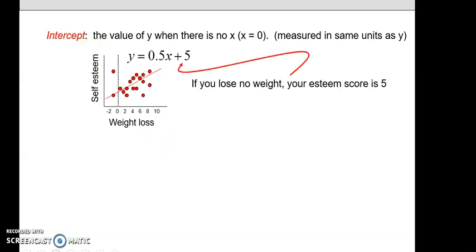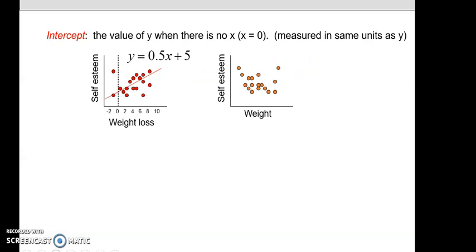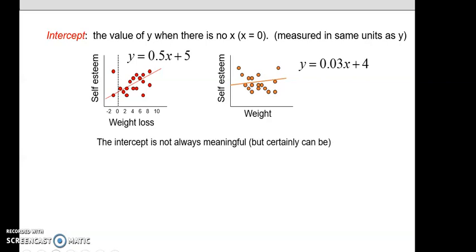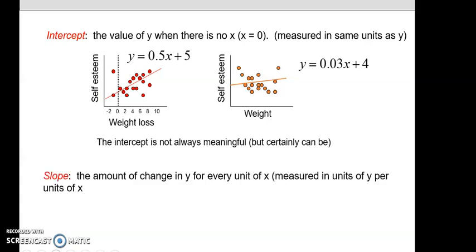In another example, if I had a case and it looks something like this for weight loss, my regression line is going to be a little bit different, and it's going to indicate there's really not much of a relationship going on there. Again, that B is 0.03. If I had lost no weight, then my self-esteem would be a score of 4. The y-intercept, that A, is not always meaningful, but in some contexts it does make sense to interpret that. That intercept is always interpreting when x equals 0.